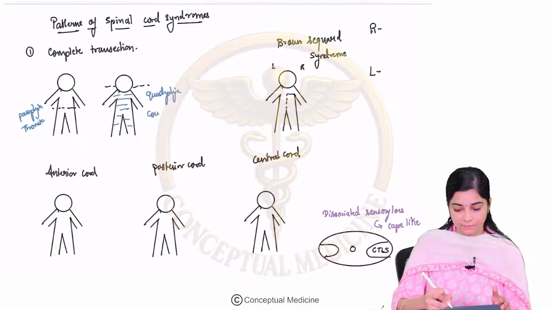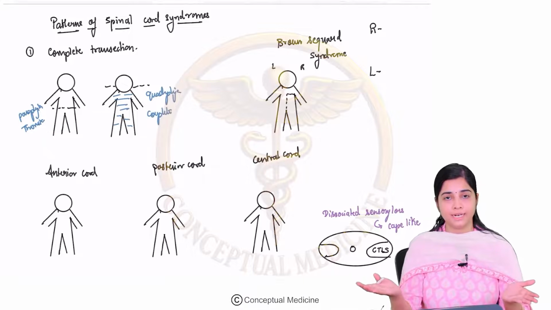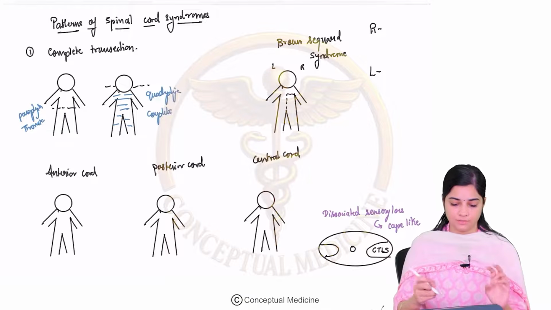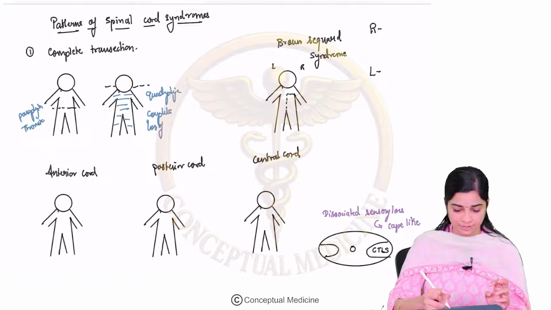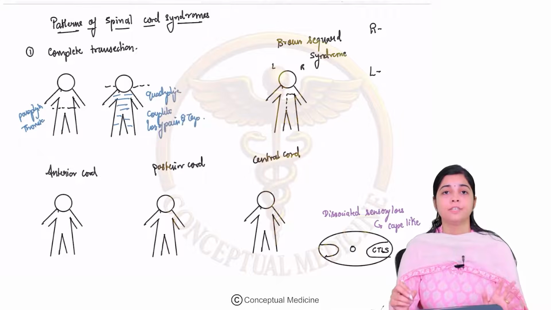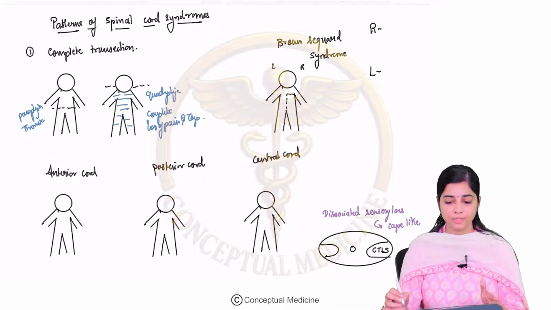And you will have a complete loss of sensations, because bilateral spinothalamic tract and bilateral corticospinal tract are lost at the level of the lesion. So complete loss of pain and temperature, right? And you will have a definitive bowel and bladder involvement. Okay.